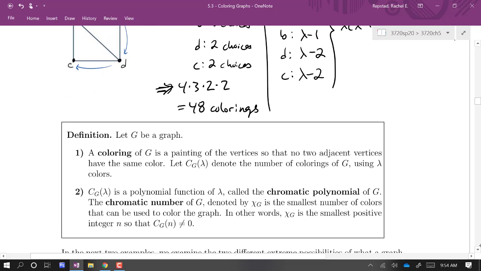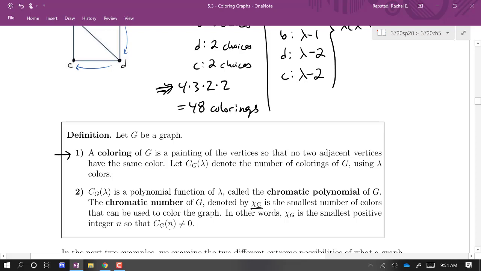So just to recap the first one, we've already stated this, but a coloring is a painting of the vertices so no two adjacent vertices have the same color. C sub g of lambda is the number of colorings using lambda colors, and we call that the chromatic polynomial. It'll always be a polynomial. And then chi sub g, that's a Greek letter chi, is the smallest positive integer such that the chromatic polynomial is not equal to 0.